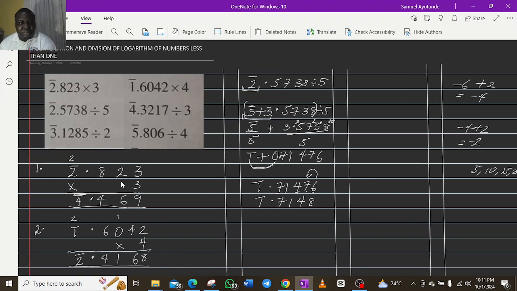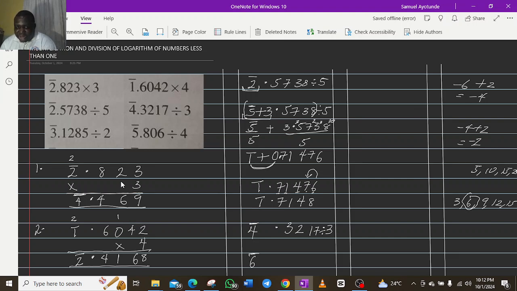So the next example is on 4 bar point 3217 divided by 3. So we are dividing by 3 in this case. To do this, the same step we took, we look for the multiple of the divisor that is greater than 4. The divisor here is 3. The multiples of 3 are 3, 6, 9, 12, 15, and so on. The first one that is greater than our whole number or our characteristics is 6. So I'm using 6. So I will write 6 with a bar.